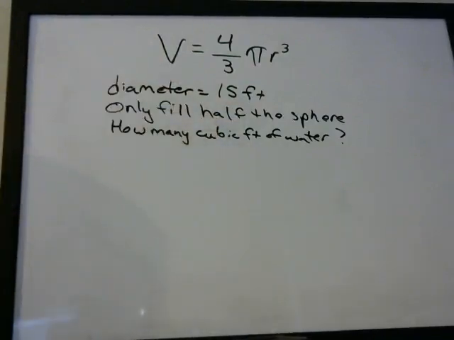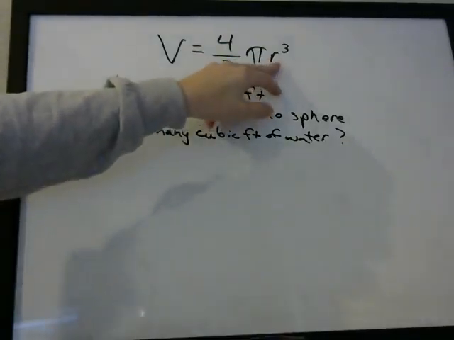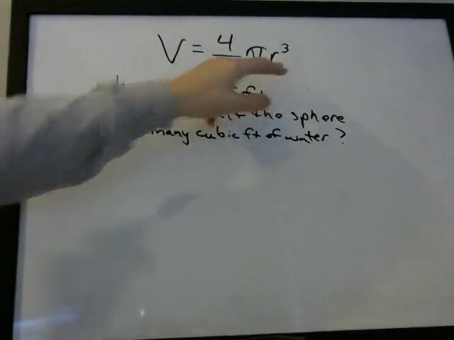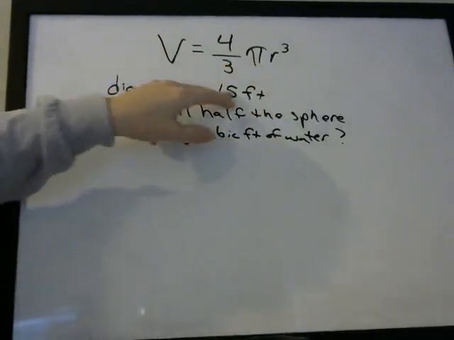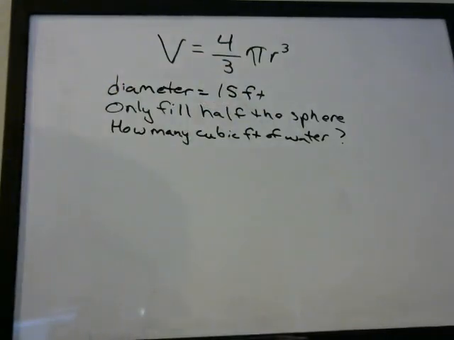So we're going to find the volume of the whole thing and divide it by 2, because half is divided by 2. They're giving us the diameter, but remember in our formula we want the radius. We don't want the diameter. So how do we figure out what the radius is once we're given the diameter?